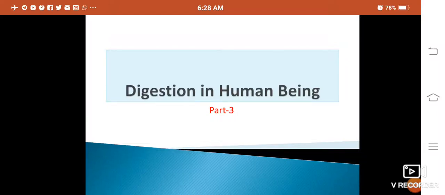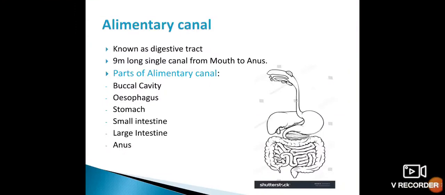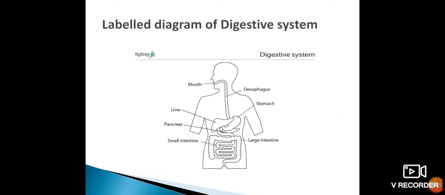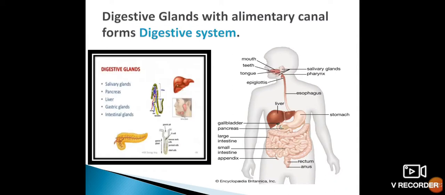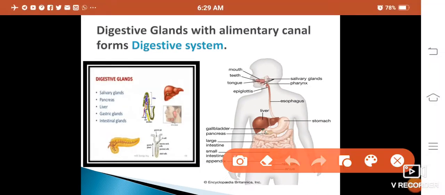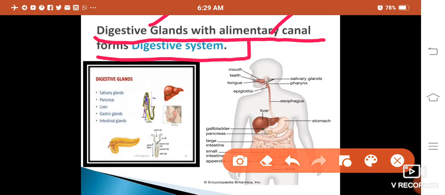Without wasting time, we are going to continue our chapter, nutrition in animals, and this is the third part, digestion in human beings. So let's start. First of all, make sure that the digestive system is made up of two things: the digestive glands and the alimentary canal. Digestive glands with the alimentary canal form the digestive system.